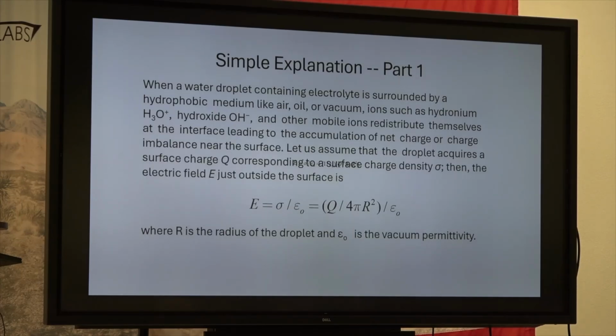Then the electric field outside the surface is just sigma divided by something called the vacuum permittivity. Fine. Or, looking at this another way, it's the total charge, Q, divided by the surface area. That's 4 pi r squared. R's the radius. We understand the surface area of the sphere. Okay, fine. That's the electric field.